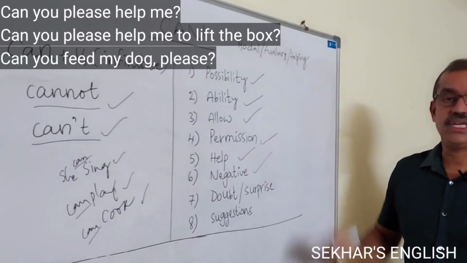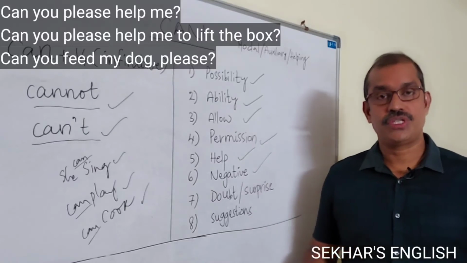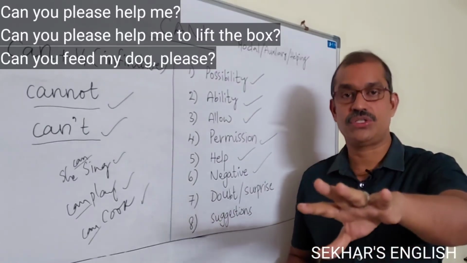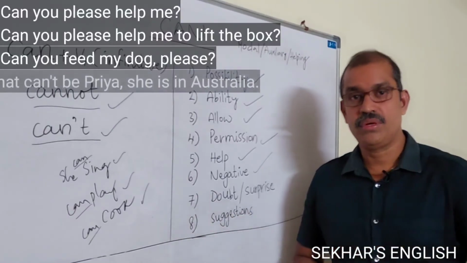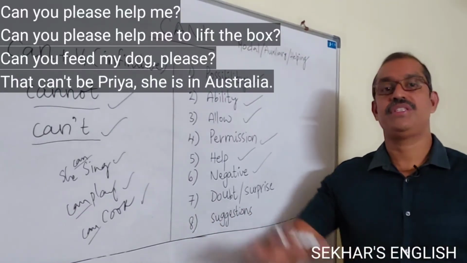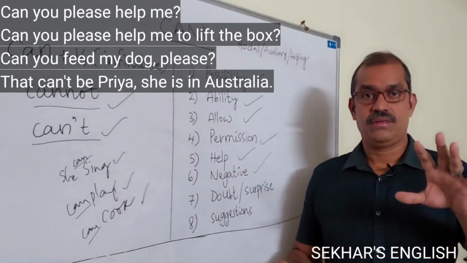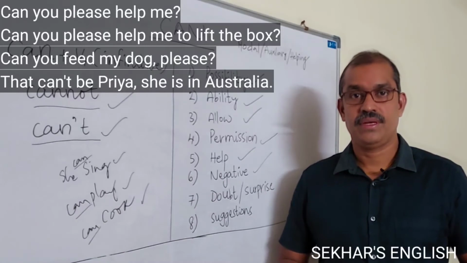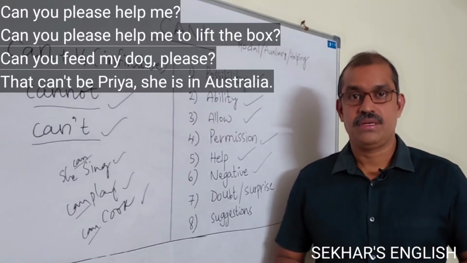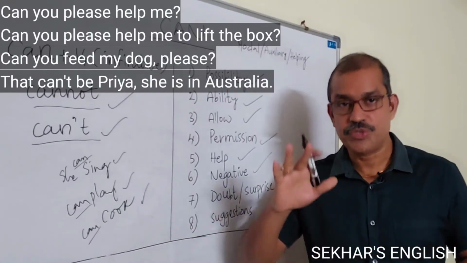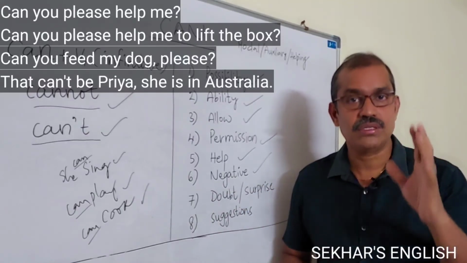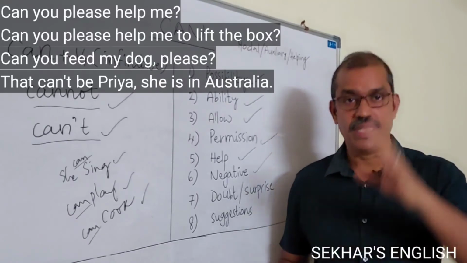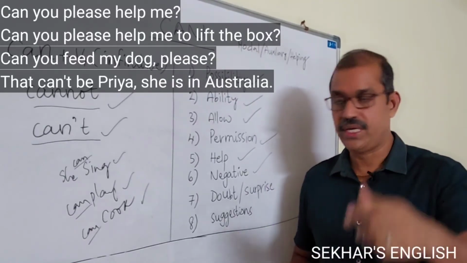And next one, negative. Can is used for saying that you are very sure that something is not true. For example, that can't be Priya. She is in Australia. That means actually it is said that that is Priya, but you are sure that that is not Priya. Then you can say that can't be Priya, right?